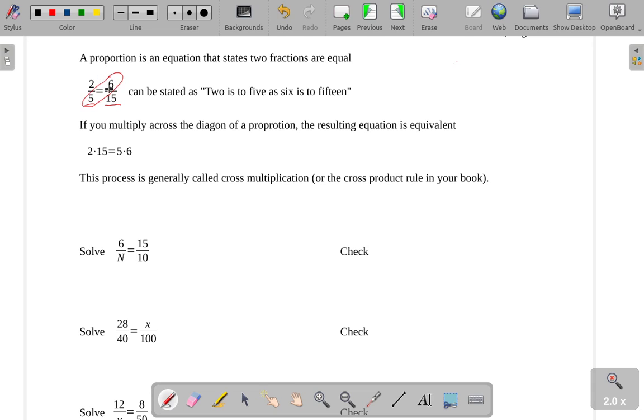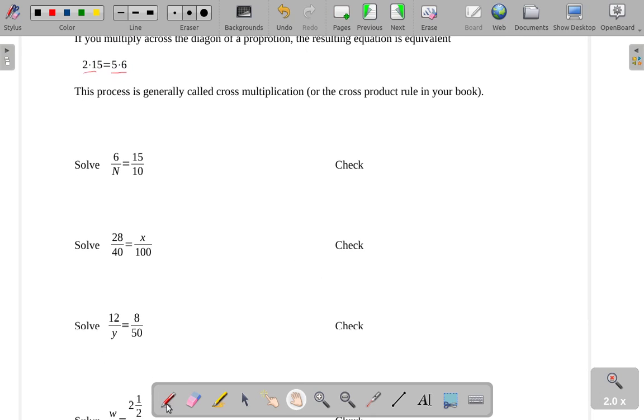So what I mean by cross multiplication is you take the diagonal numbers multiplied by each other. You take 2 times 15, and that should be equal to 5 times 6. So 2 times 15 equals 5 times 6. As far as why it works, it kind of uses something we haven't covered yet. I'll just go ahead and say that it does work.